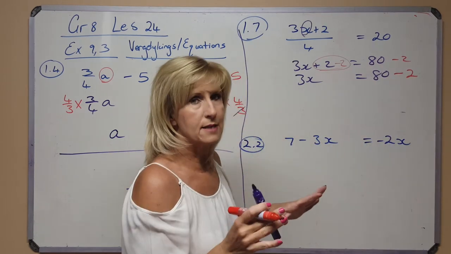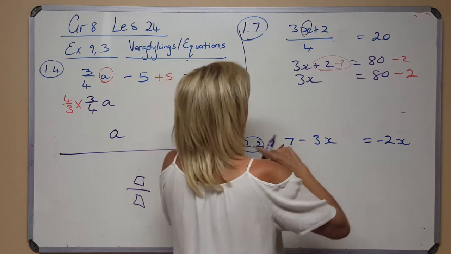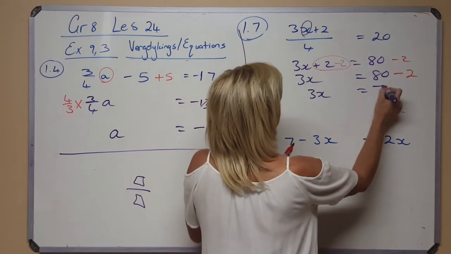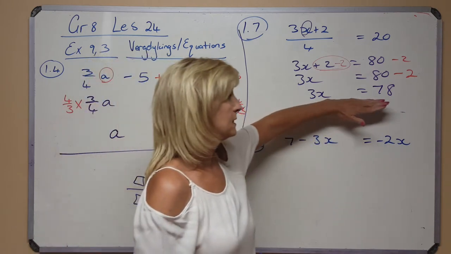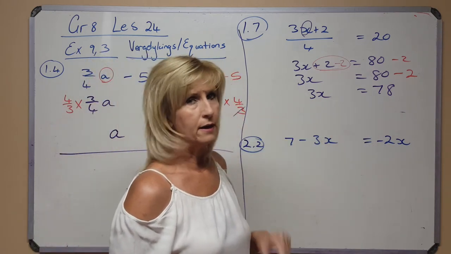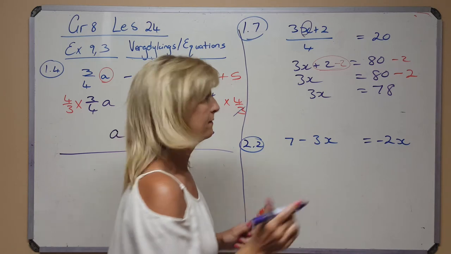It's exactly the same answer. So dan kry jy 3x is gelyk aan 78. Can the answer be a fraction? Absolutely. So moet nie altyd dink as jy hierdie antwoord deel deur 3, dan gaan dit nie 'n breek kan wees nie, want dit kan.